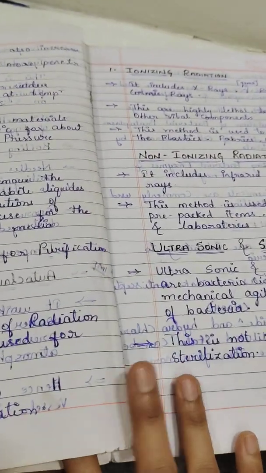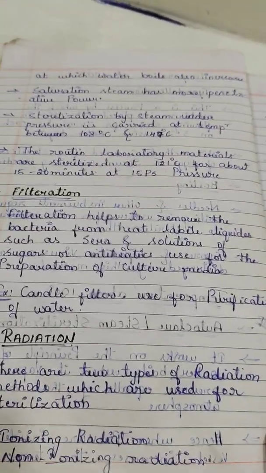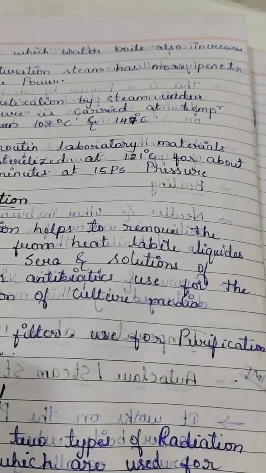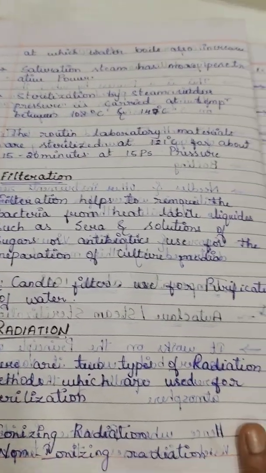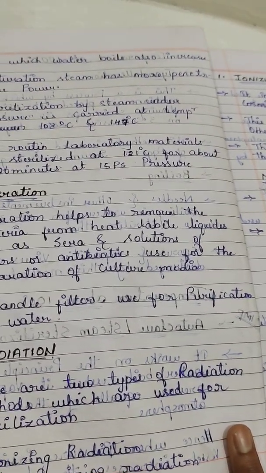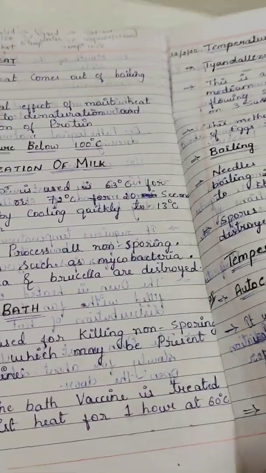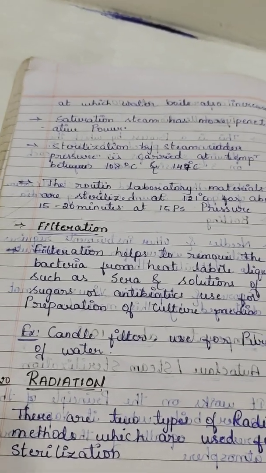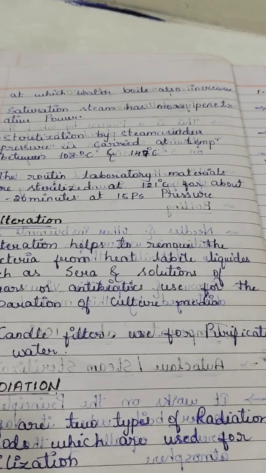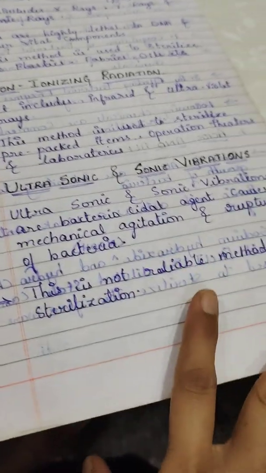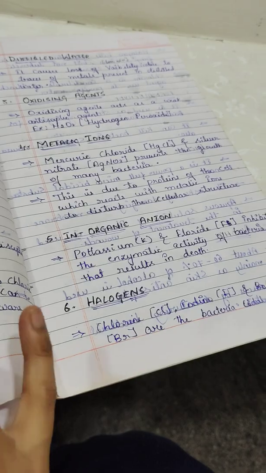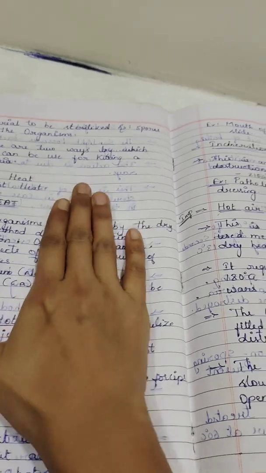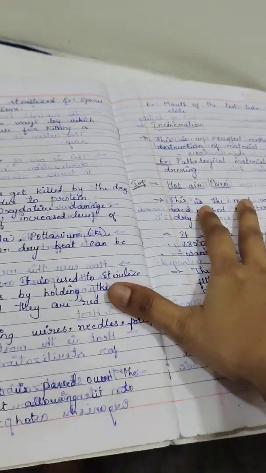Above 100 degrees, autoclave or steam sterilization, then filtration, radiation, and ultrasonic and sonic vibration. Okay, these four: autoclave or steam sterilization, filtration, radiation. Under radiation we have two types: ionizing radiation and non-ionizing radiation, and the last one is ultrasonic or sonic vibration. So with this we'll be done with physical sterilization. In tomorrow's class we are going to discuss dry heat as well as moist heat.